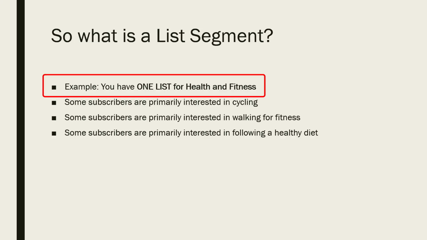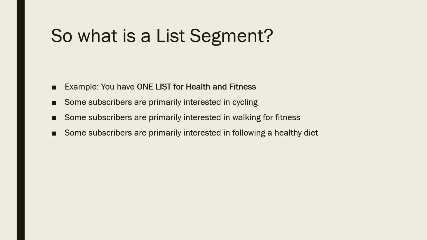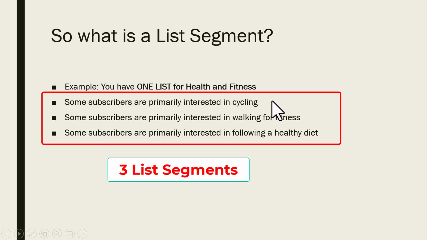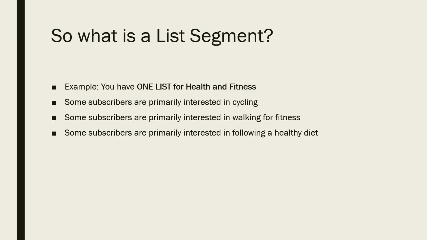So what is a list segment? Let me give you an example. You have one list for health and fitness. Some of the subscribers are primarily interested in cycling. Some are primarily interested in walking for fitness, and some are primarily interested in following a healthy diet. So if I have a blog post or a product targeted for cyclists, I just want to send it to the segment that has a primary interest in cycling.